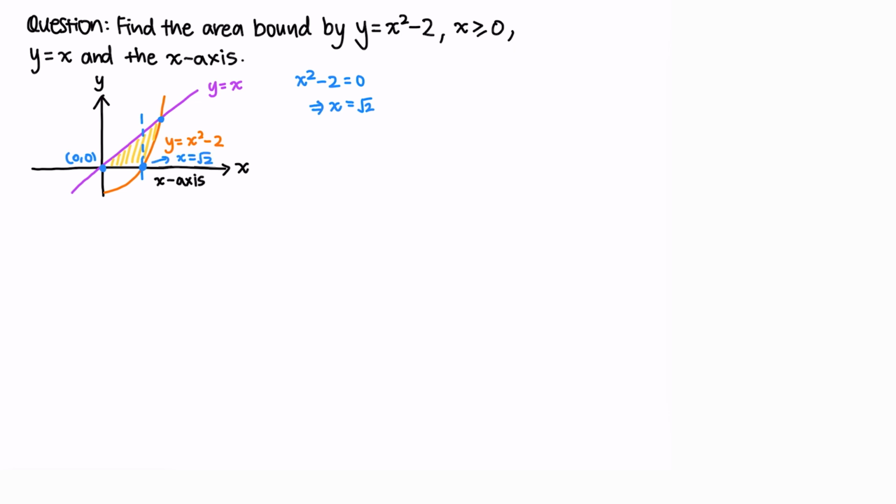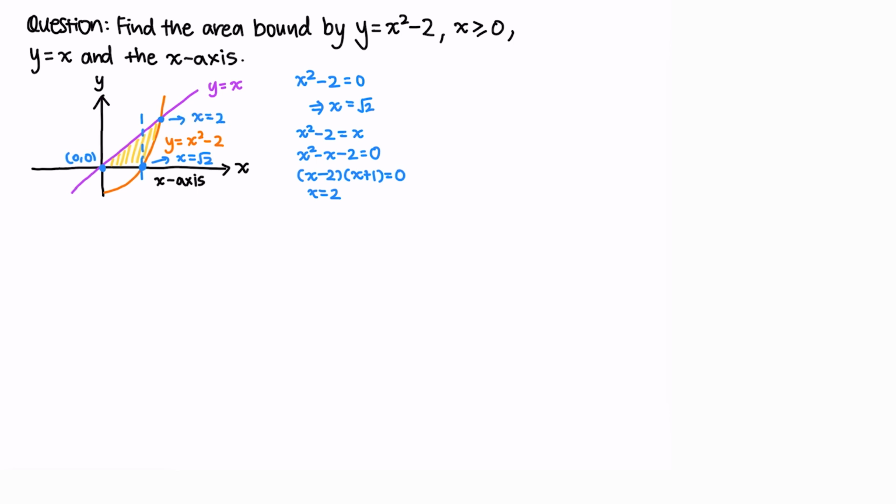And the next thing I want to find is this intersection point between y equals x and y equals x squared minus 2. So I'm simply going to take x squared minus 2 equals x. And if I solve this quadratic over here, I'll get x minus 2 times x plus 1 equals 0. And again, since x has to be more than or equals to 0 for the graph of y equals x squared minus 2, x must be equals to 2. So for this point, x equals 2.